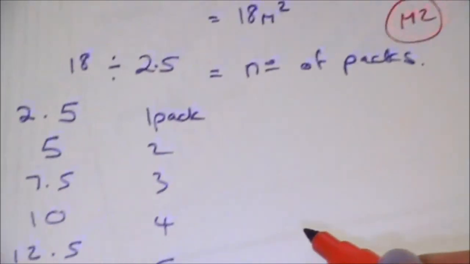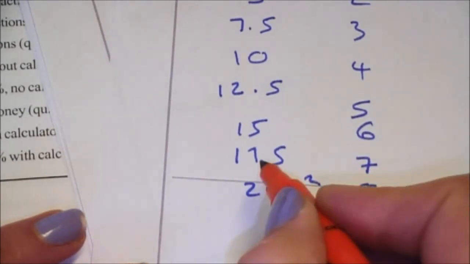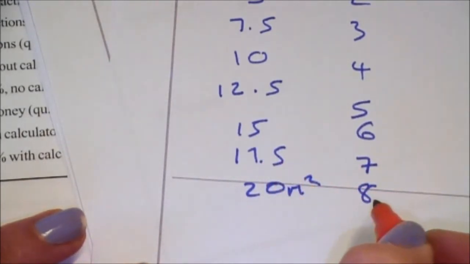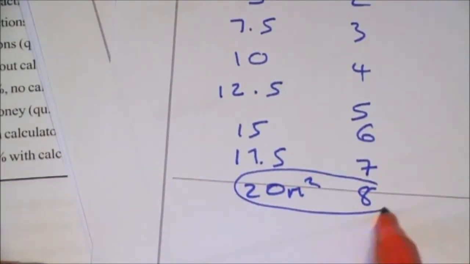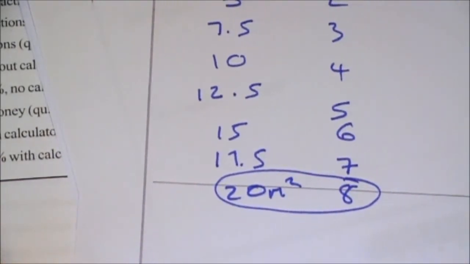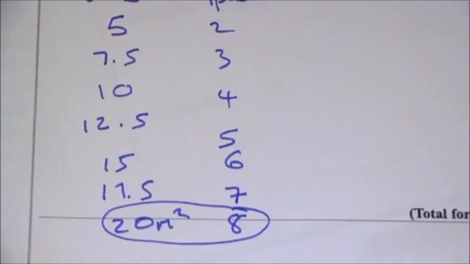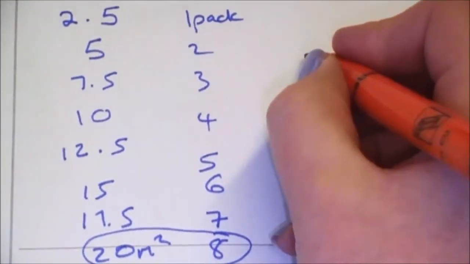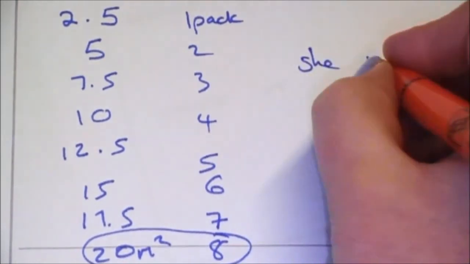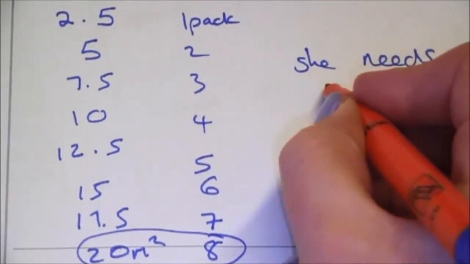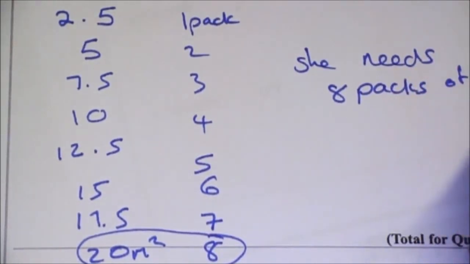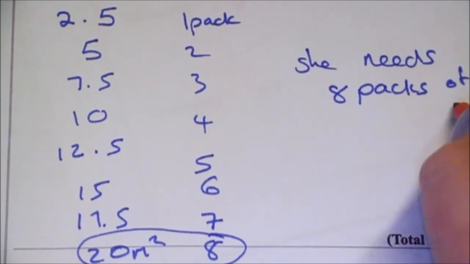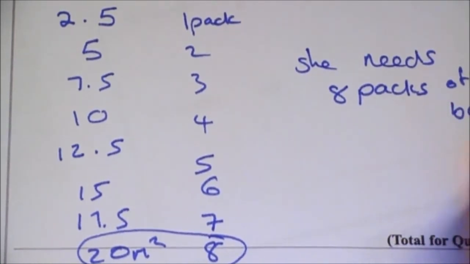Now I wanted to cover 18 metres squared. So that means 7 packs is not going to be enough. And although 8 packs is too much, if I need the whole floor covered, I need to buy 8 packs of the tiles. So I'm then going to make my statement that she needs 8 packs of floorboards. I think I was calling them tiles all the way throughout.